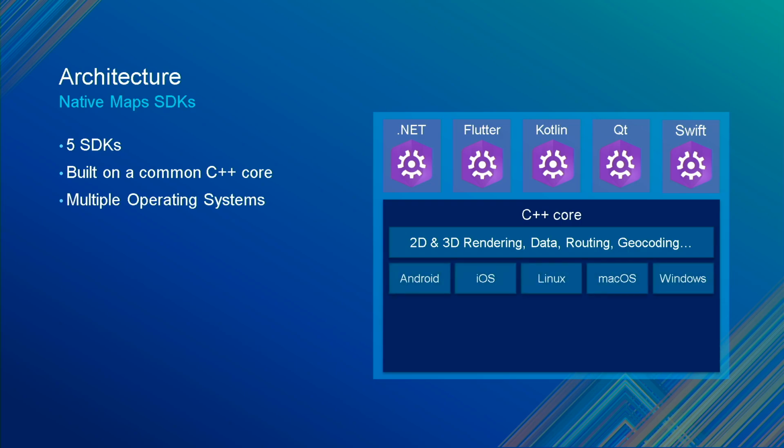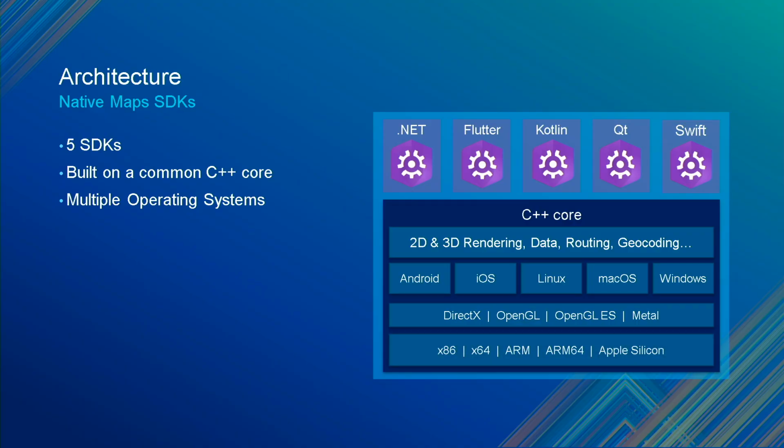So this common core is compiled and optimized for individual target platforms for maximum performance in every environment, whether it's a mobile operating system like Android or iOS, or the desktop operating systems like Linux, macOS, or Windows. And we use the appropriate rendering mechanism for the architecture that we're supporting, and we support a wide range of different hardware types as well. Again, working very close to the metal, taking advantage of these hardware capabilities and rendering platforms with our C++ core.